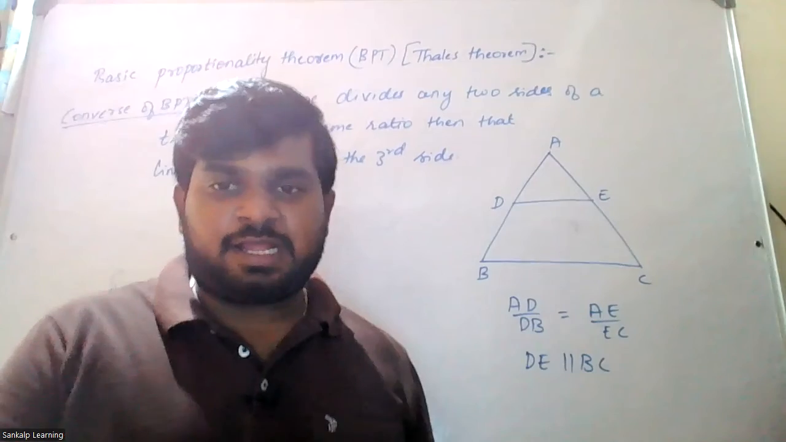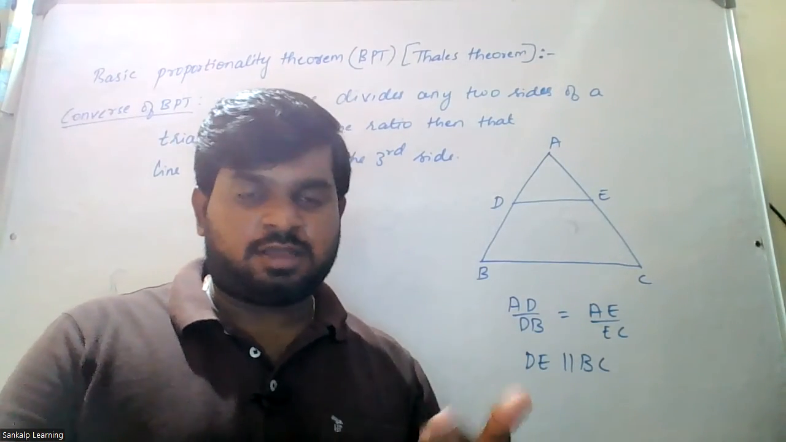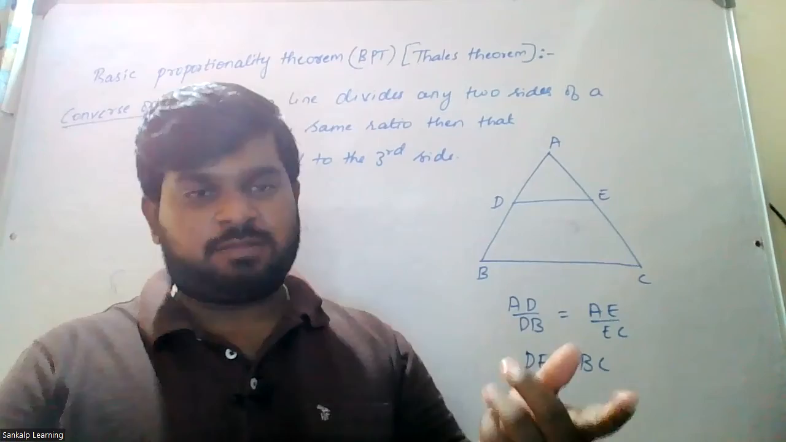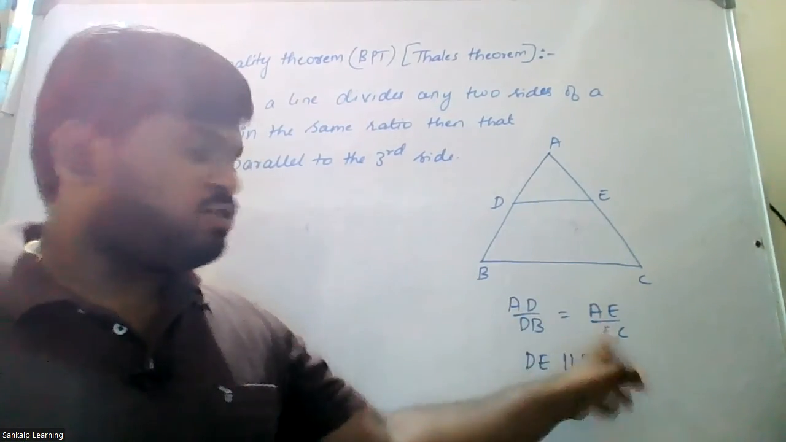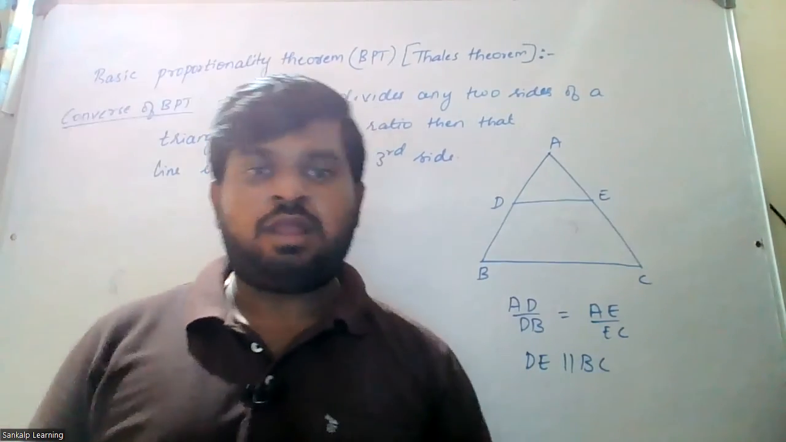So what does BPT tell? If the lines are parallel, ratios are equal. Converse is the reverse. If ratios are equal, lines are parallel. Lines are parallel, ratios are equal. Ratios are equal, lines are parallel. This is BPT and converse of BPT.